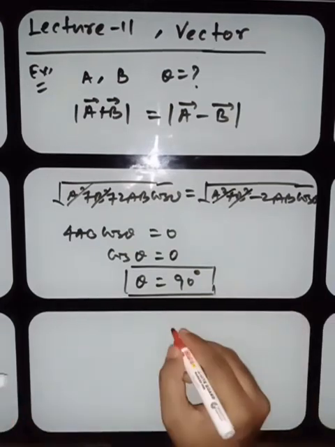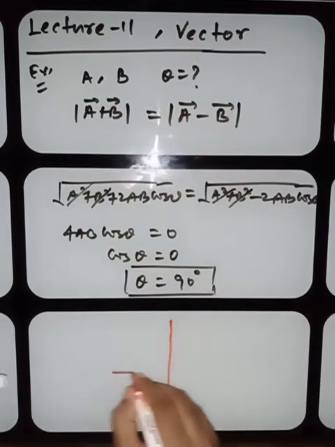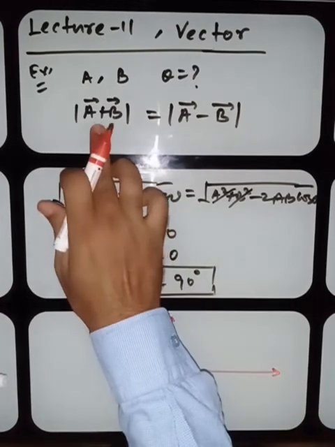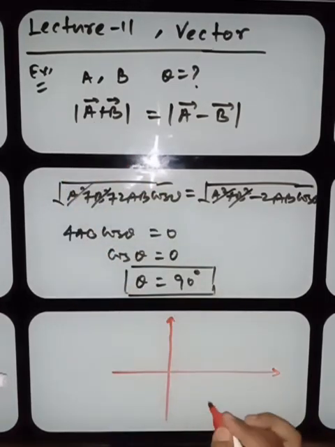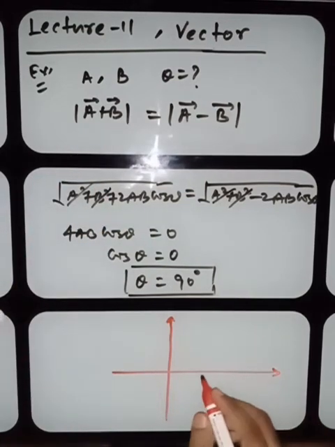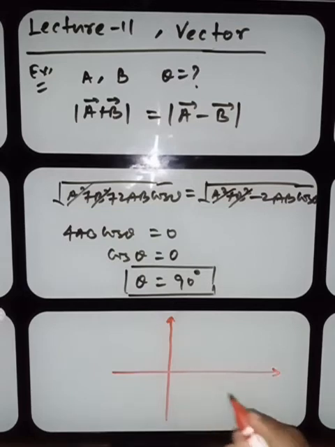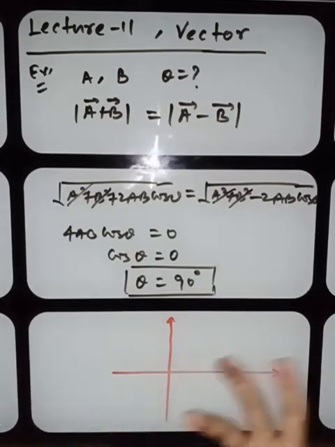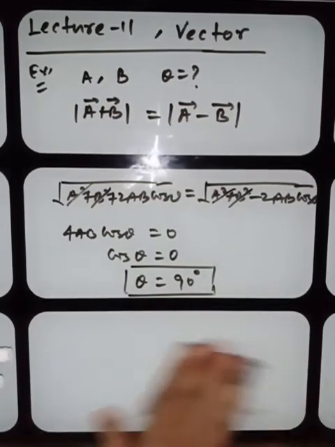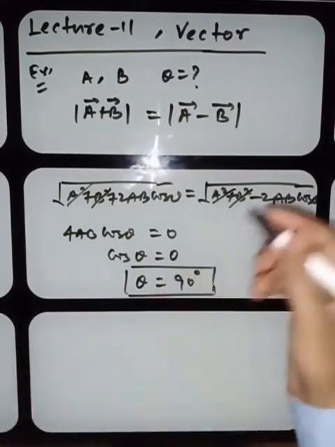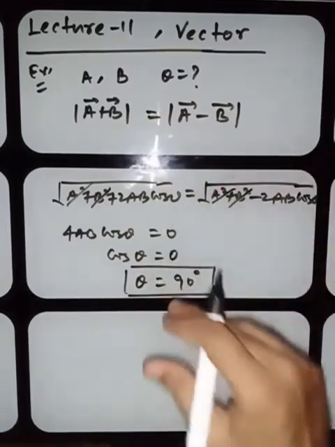You can see this by making a diagram, my dear student. Suppose this is the x and y axis. For the first one, A plus B, suppose the two vectors are inclined in such a way. I think I have not taught you the position vector, so it would be a little bit difficult to understand. I'll teach you after the position vector.